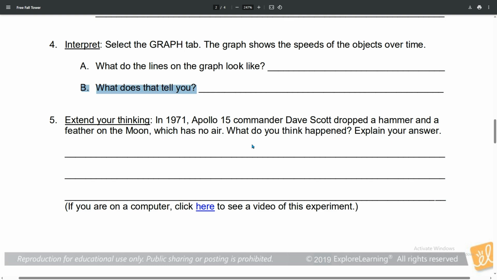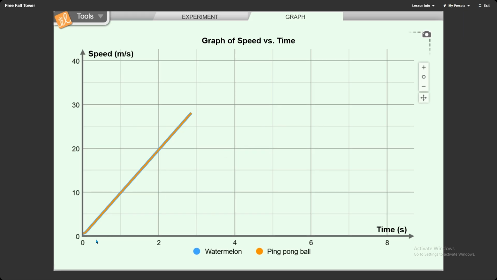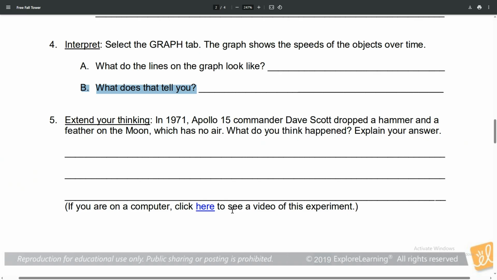4B, what does the graph tell you? So, is the object going faster, slower? Is it accelerating? Is it decelerating? Or is it staying at a constant speed? If you need to go in different directions on yours, you can do that. I think it allows you to zoom in, out, and reset it. When you're looking at your graph, on the left is your speed measurements, and on the bottom is your time.